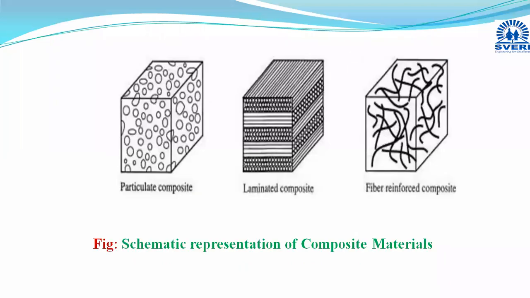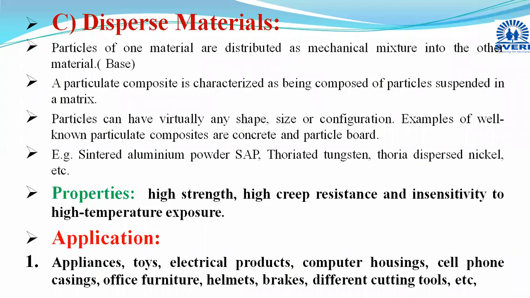Okay, so after this, discussing the second type, the third type. The third type is particulate composite material or disperse composite material. In this disperse composite material or particulate composite material, particles of one material are distributed into another material as a mechanical mixture.